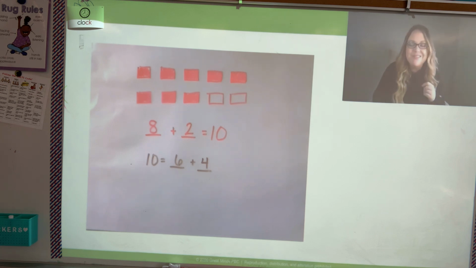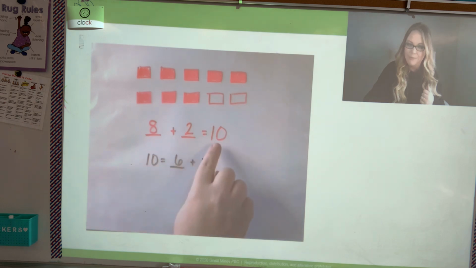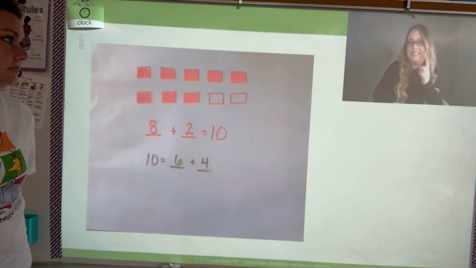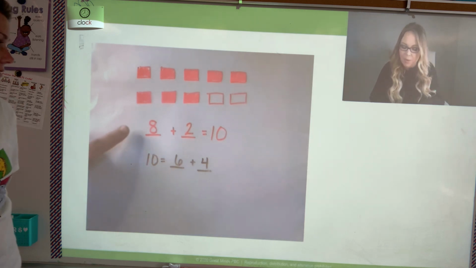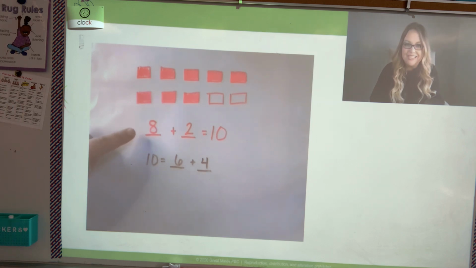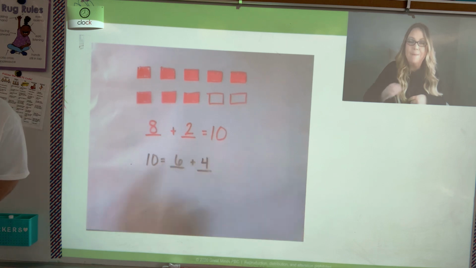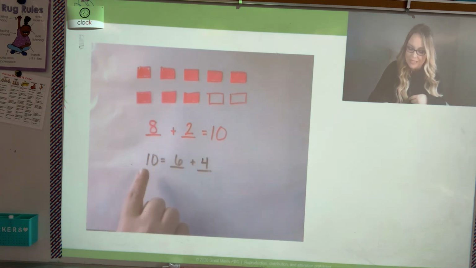Wow, you are so smart. Hearing some great answers. I heard a friend say that they noticed that the total number was the same in both problems. We noticed that. I heard another friend say one thing they noticed that is different is this problem started with the parts and had the total at the end. But in the first problem, we started with the total and then wrote our parts after the equal sign.